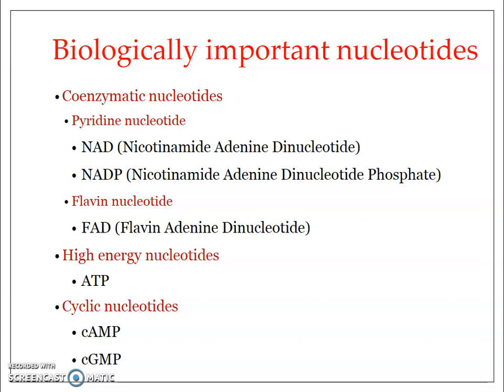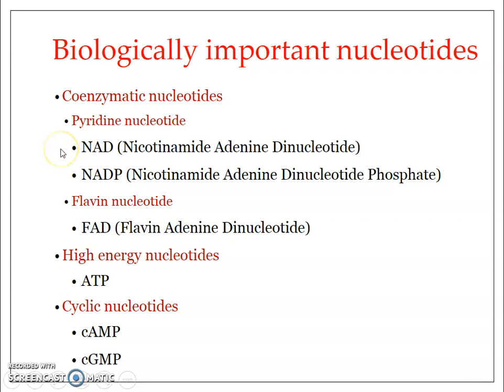Apoenzyme, the protein part, and the coenzyme, a non-protein organic molecule. These two together work as an enzyme. So in that case, we call such an enzyme a holoenzyme. Only when the coenzyme gets associated with the apoenzyme can it work as an enzyme. It can catalyze a particular reaction. So those coenzymatic nucleotides are the ones we are referring to over here.